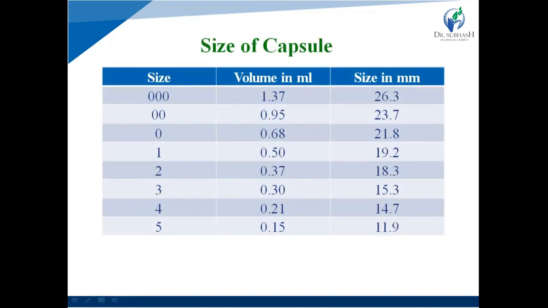First one is size of capsule. These are the various sizes of capsule. Size 000 is the largest size of capsule, and number 5 is the smallest size of capsule. Volume in ml, and next one is size in mm. That means in 000 size, the largest size of capsule, the capacity is 1.37 ml volume, and the size of a 000 capsule is 26.3 mm in diameter.